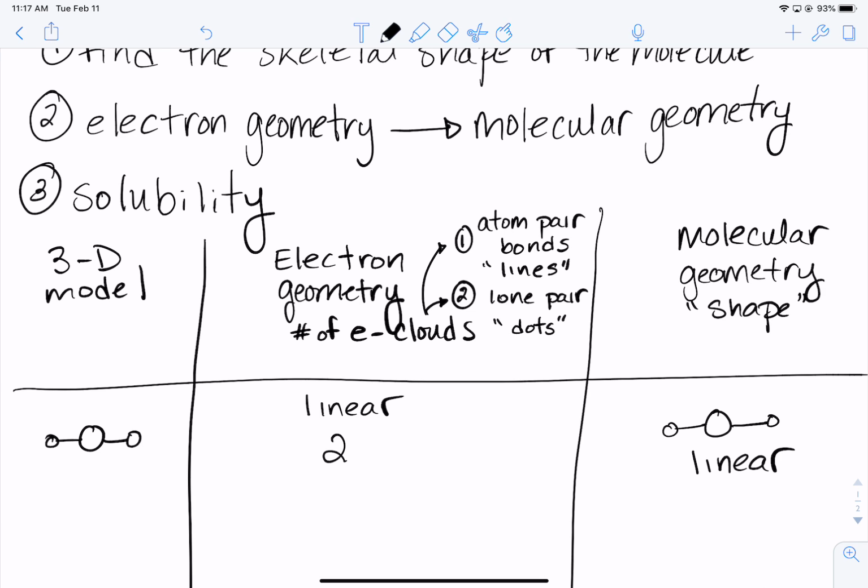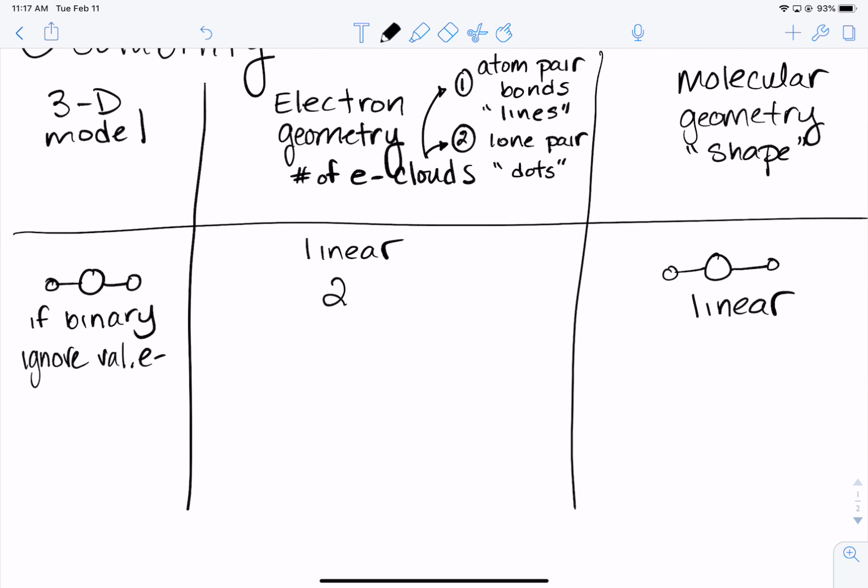All right, if this thing happens to be a binary, it's 2 things like this. Realize there are electron clouds outside, but if it's binary, it's an exception, and we call this thing linear. All other times, we do not. So if binary, ignore valence electrons.